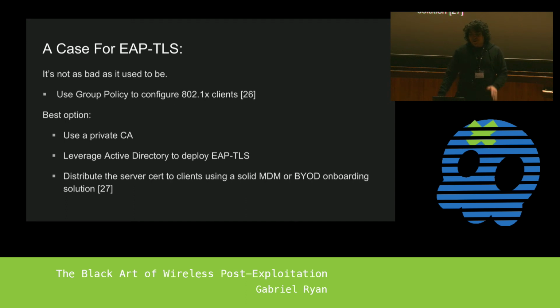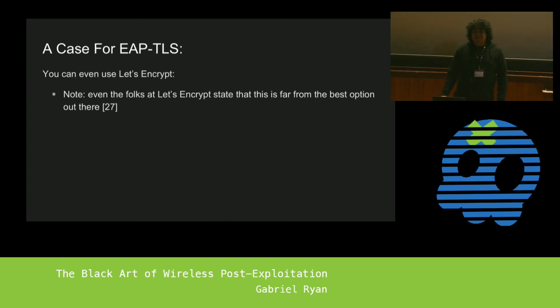Before I wrap this up, I'm going to make a quick last-ditch case for EAP-TLS. It's really not as bad to deploy as it used to be. You can leverage group policy very heavily when configuring 802.1x clients. Your best option is still to use a private CA and to leverage AD as much as possible to deploy EAP-TLS. You can even use Let's Encrypt, although the folks at Let's Encrypt will tell you themselves this is probably not the best way to do this.